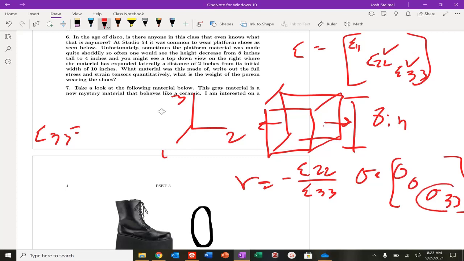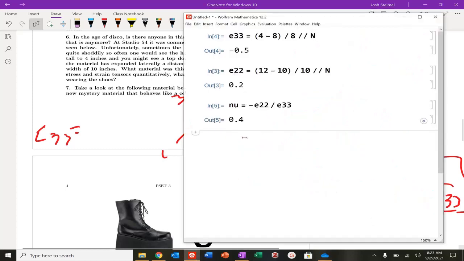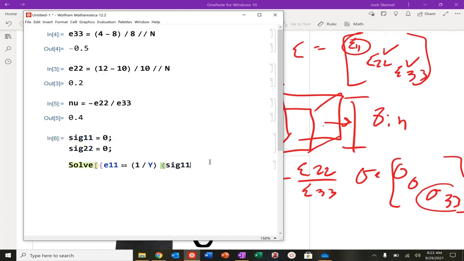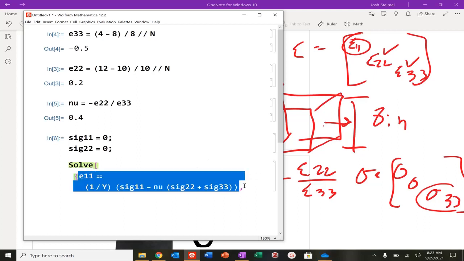So I need to figure out what my stress in the 3-3 is. Let's go ahead and solve it, so I can proceed with the rest of these problems. So my E11, set it equal to 1 divided by Y, there's no temperature change here, times sig11. And we also know that sig11 equals 0, sig22 equals 0, and then sig11 minus nu times sig22 plus sig33. You know the procedure from here on out.